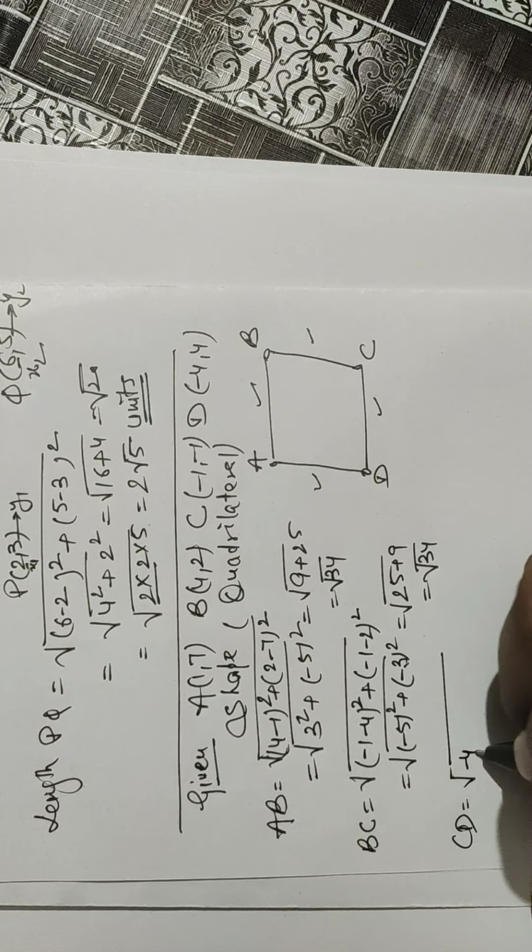Another diagonal, that is BD. So for length BD, we are subtracting B from D: (-4) whole square, (4 minus 2) whole square. It becomes square root of (-8)² plus 2². It becomes 64 plus 4, that is 68.